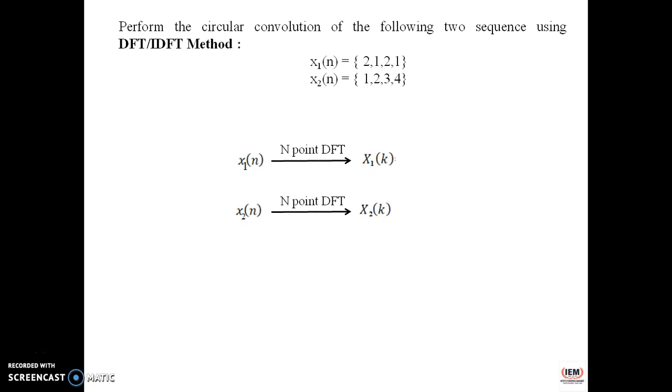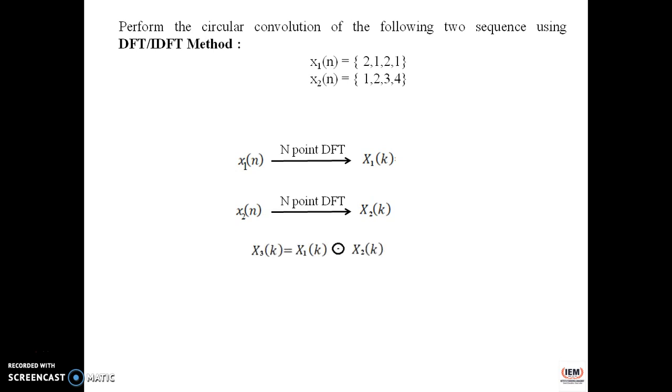Here I assume that I have two time domain discrete signals, small x1n and small x2n. Firstly, I convert the signal from time domain to frequency domain signal. The reason I discussed earlier in detail. So doing N-point DFT, I get capital X1K and capital X2K signals.